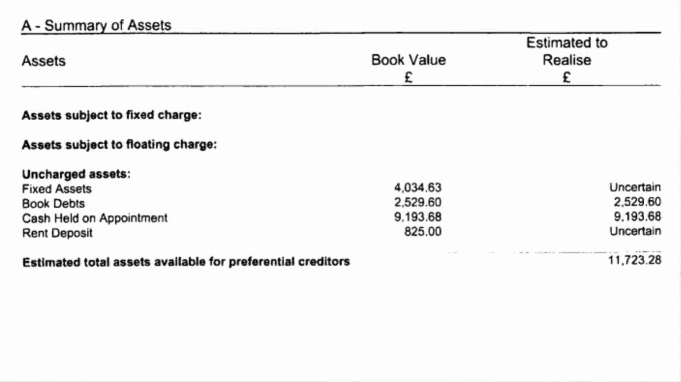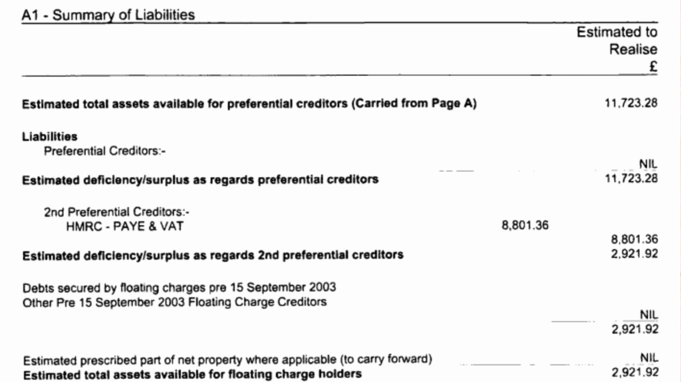We've got some book debts there, £2,500. They expect that to all be recovered. Some cash, £9,000, and then a rent deposit uncertain, probably because the landlord usually is entitled to offset that against their costs or their rent arrears, which usually means there's very rarely a surplus rent deposit to hand over. And so we've got just under £12,000 worth of assets. And you can see here that that £12,000 has been brought forward.